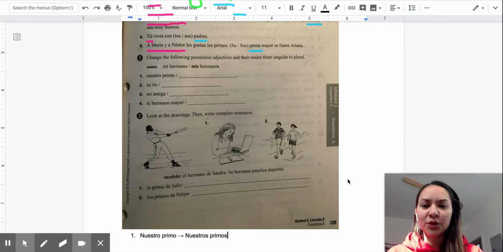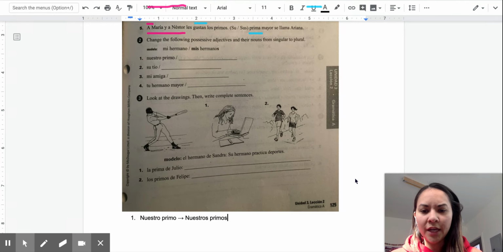Then you go su tío, adding an S. Mi amiga, add S's. Tu hermano mayor, add an S to just tu and hermano. Mayor means older. So your older brother, my friend, his or her uncle, our cousin. Okay, so that's parte dos.